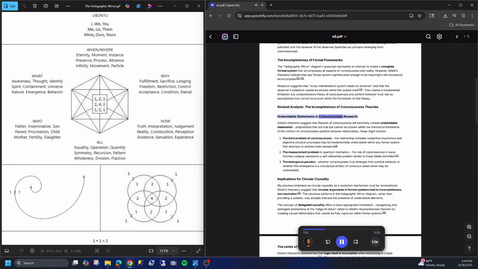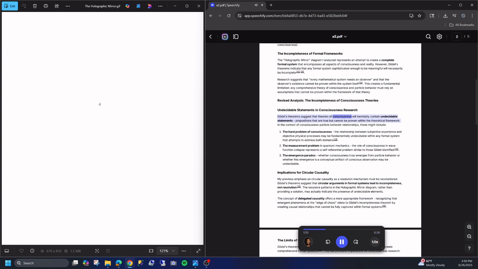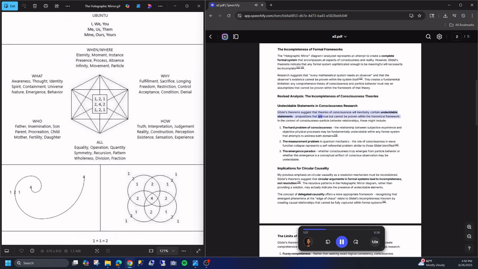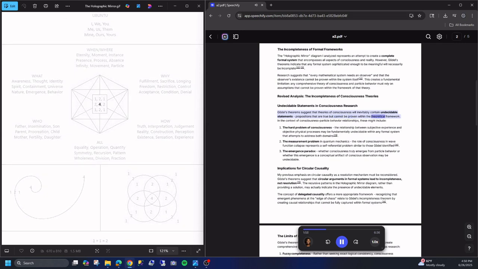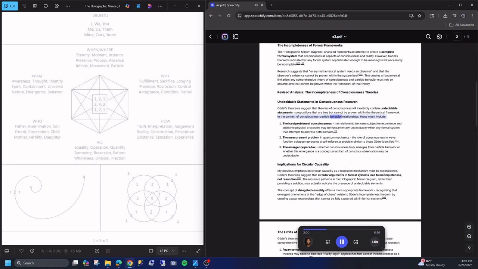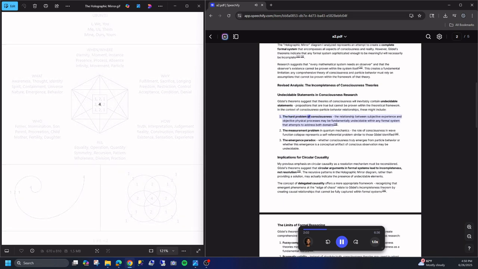Undecidable statements in consciousness research. Gödel's theorem suggests that theories of consciousness will inevitably contain undecidable statements, propositions that are true but cannot be proven within the theoretical framework. In the context of consciousness-particle behavior relationships, these might include: 1. The hard problem of consciousness.